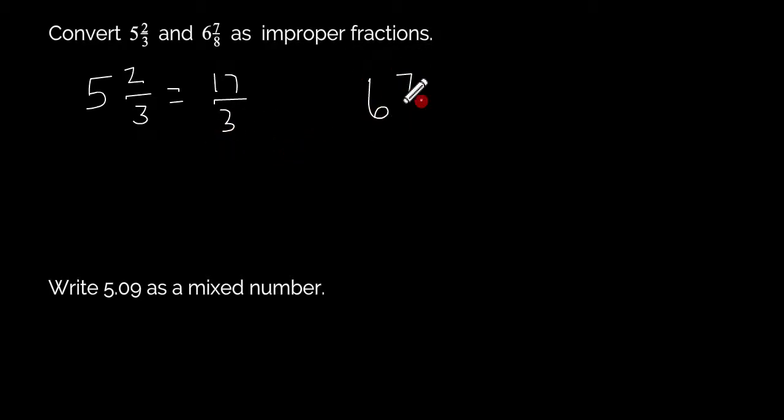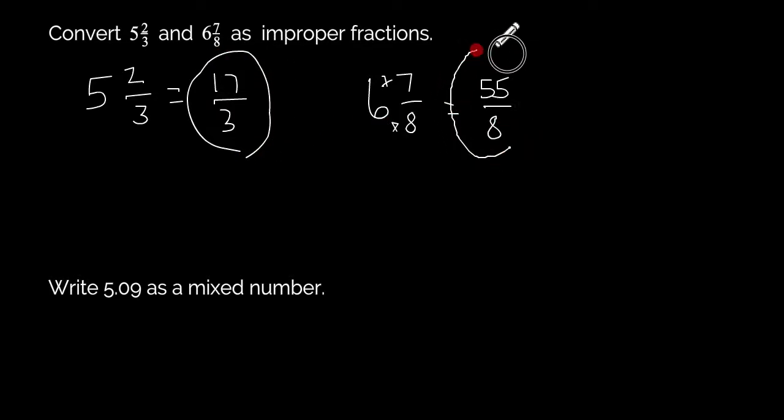Let's do the next one. 6 7/8. So we're going to take 6 times 8. So it's going to be 48. So we're going this way, 6 times 8 plus 7, and we're going to get 55 over 8. 48 plus 7 is 55/8. So those are those two answers. These are improper fractions from mixed numbers.